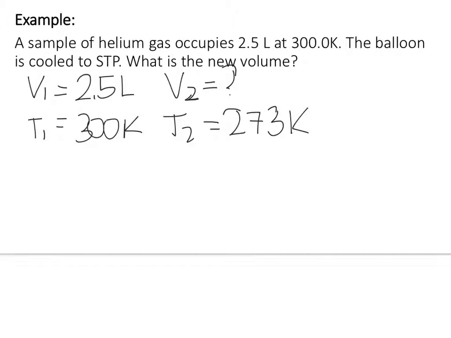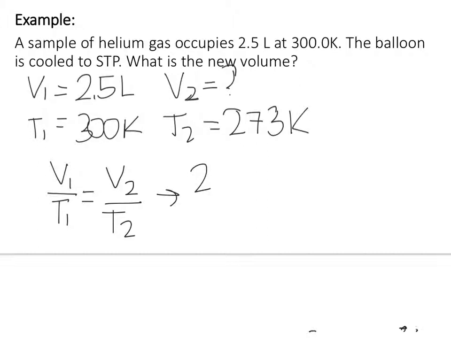Okay, so let's plug things in. We got V1 over T1 equals V2 over T2. Sorry, I got a new stylus. I was hoping this will work better. I was wrong. Whatever. So that gets you to... It's even worse.